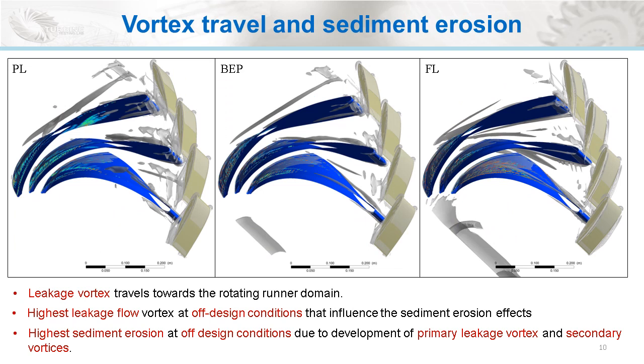Now, let me talk about the vortex travel and sediment erosion. Here, the combined effect of vortex travel from the clearance gap of the guide vane and sediment erosion is studied. This figure shows the trajectories of the leakage vortex traveling from the clearance gap of the guide vane to the runner. Apart from the primary tip leakage vortex, intermediate vortices, also termed secondary vortices, are observed in part load and full load conditions. These are caused due to improper stagnation.